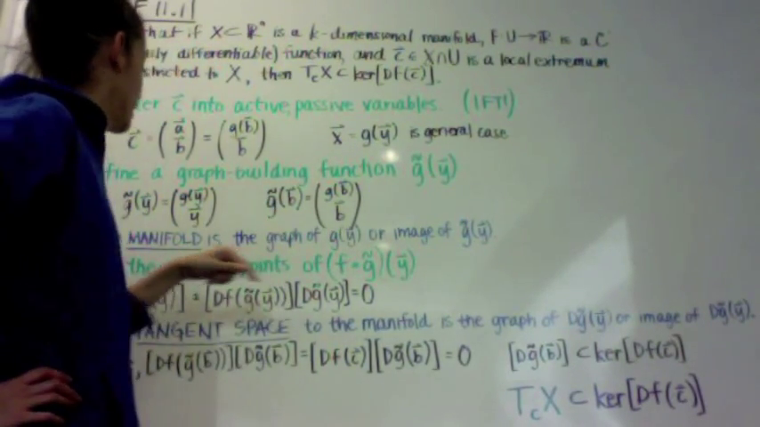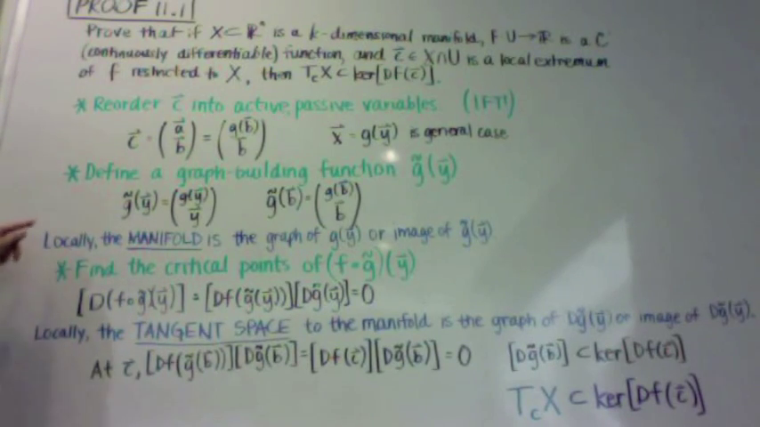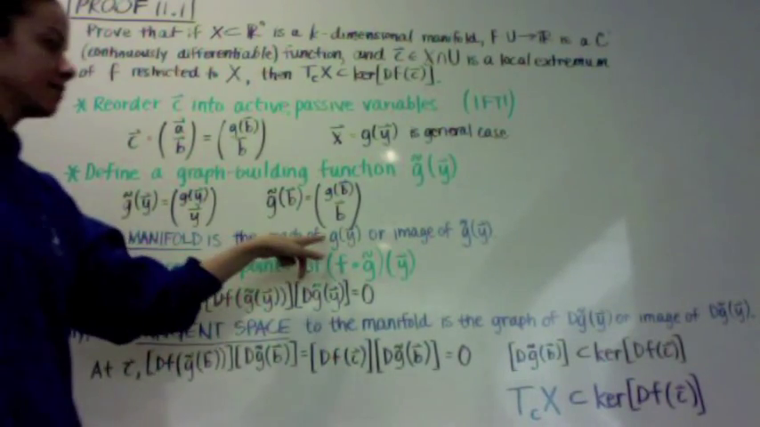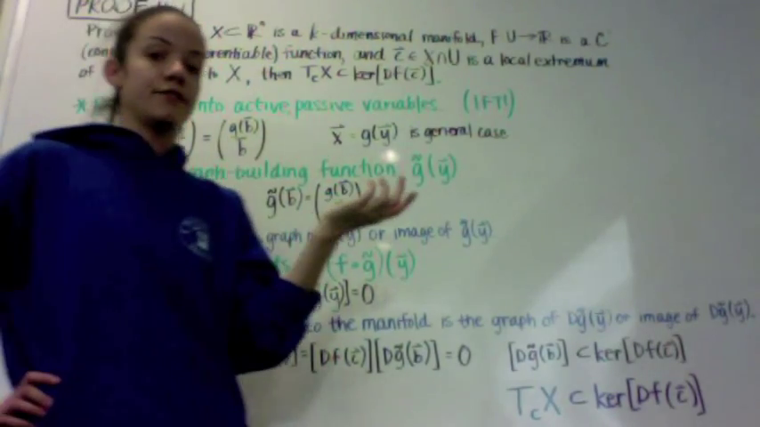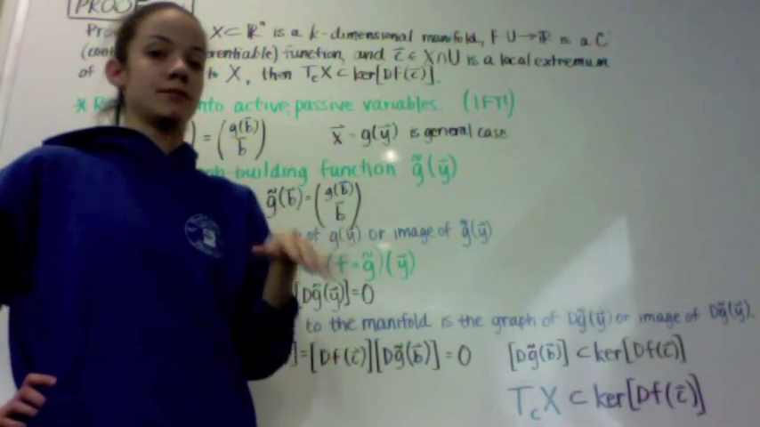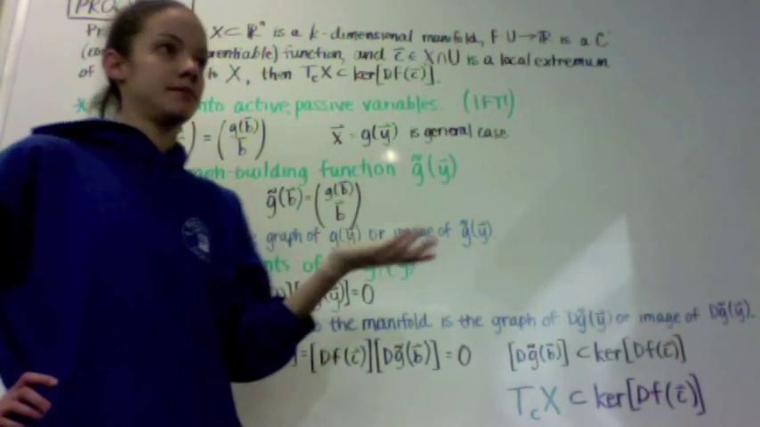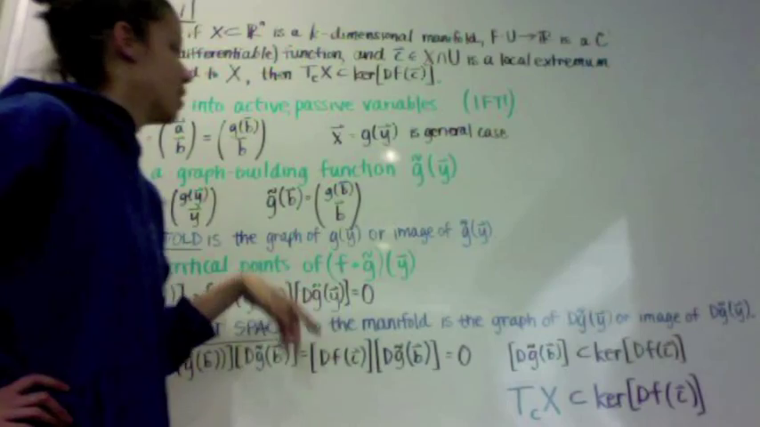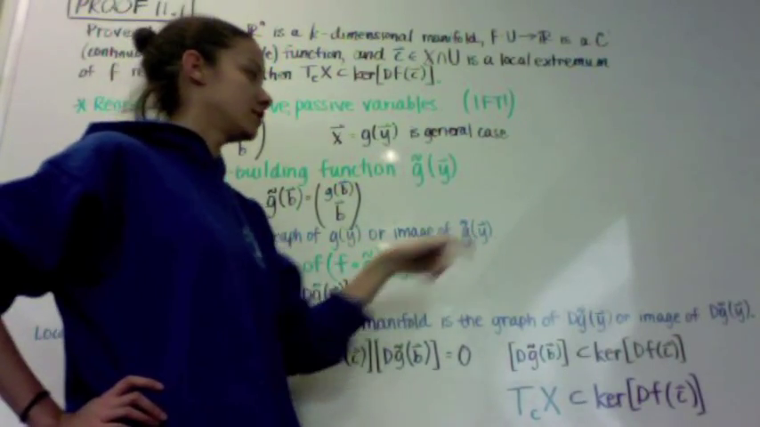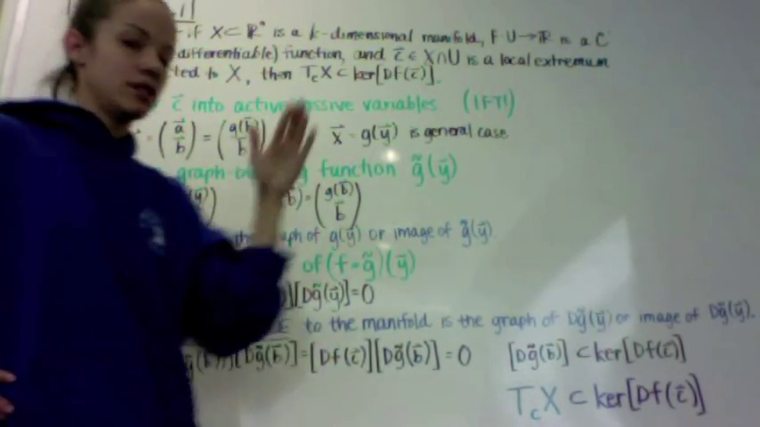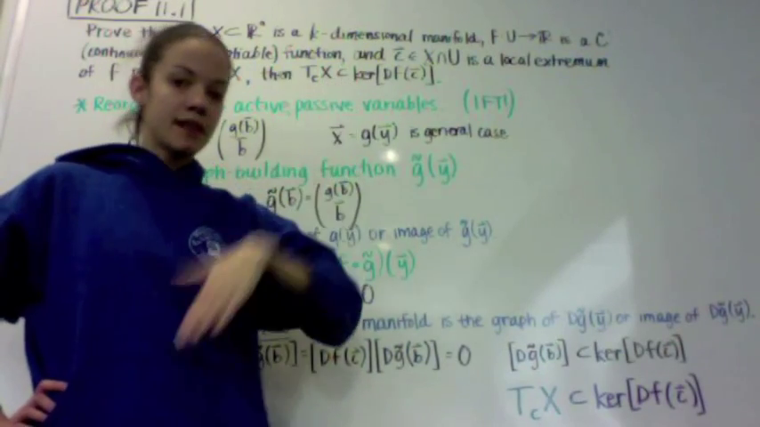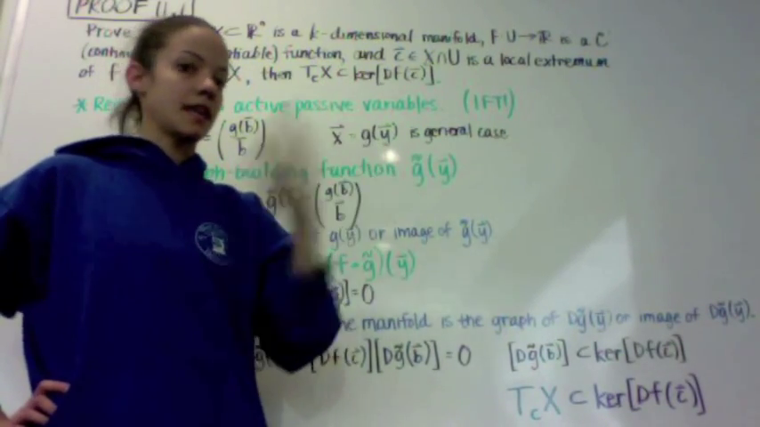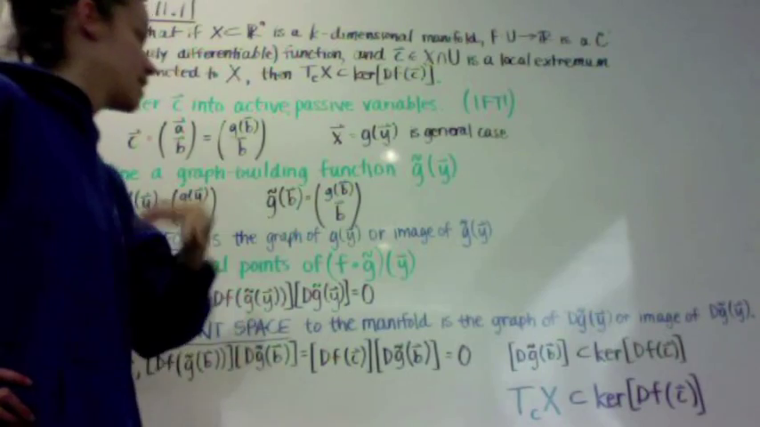So the important point to make here is that locally, the manifold is a graph of g of y. So it's a graph of the passive variables in terms of the active variables. That should make sense to you. Or the image of g tilde of y. And the image of g tilde of y is just spitting out all the passive variables in terms of the active variables, and the active variables. In either case, it generates the manifold.